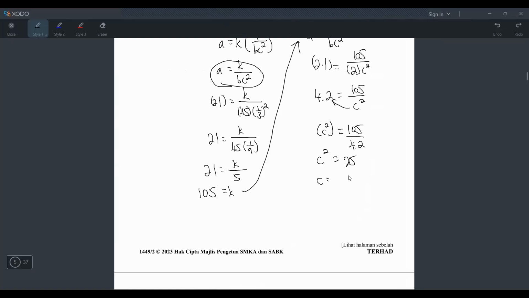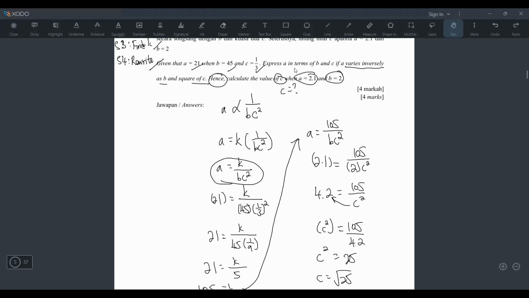C is squared. When you move over, it becomes square root. So square root 25 is 5. And is there any unit, cm or anything? No, right? They didn't put any unit. So that's how you get 4 marks, right?